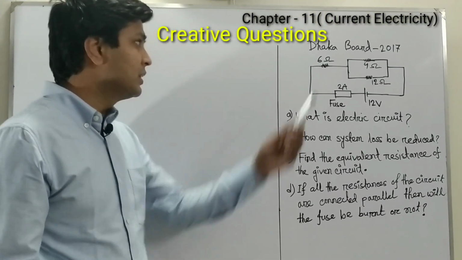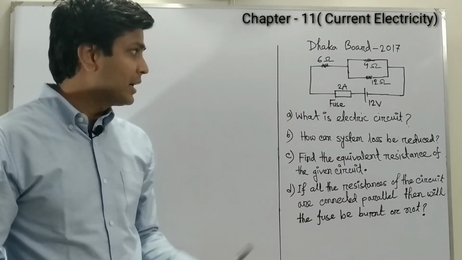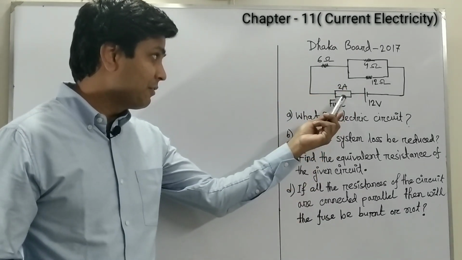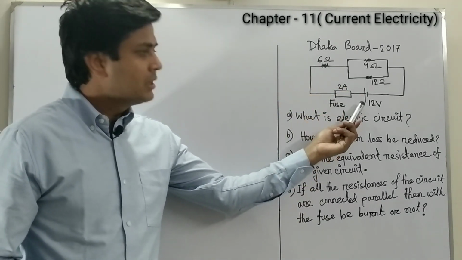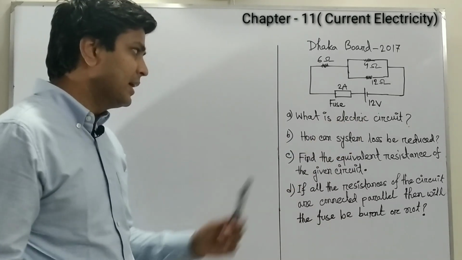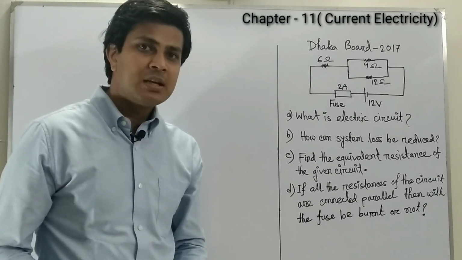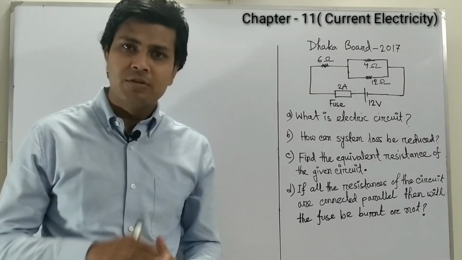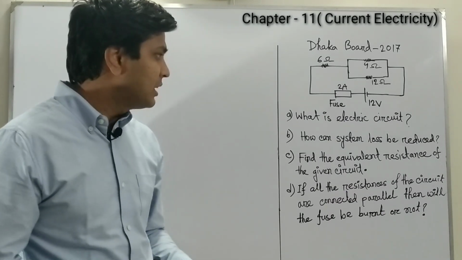Dhaka Board 2017. Look at the diagram. In the diagram you can see there are three resistances. There is a fuse of 2 ampere and the electromotive force of the cell is 12 volt. Question A is, what is electric circuit? The entire path of current flow is called electric circuit.